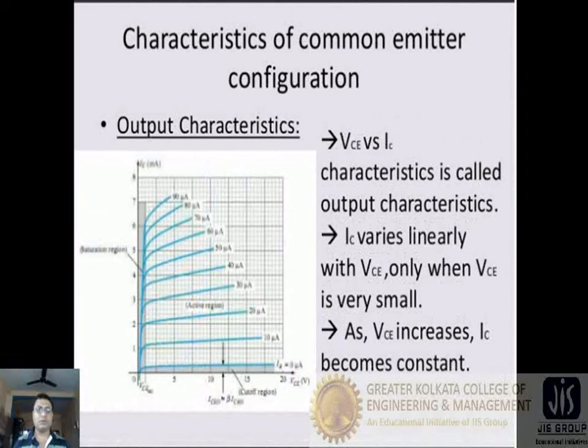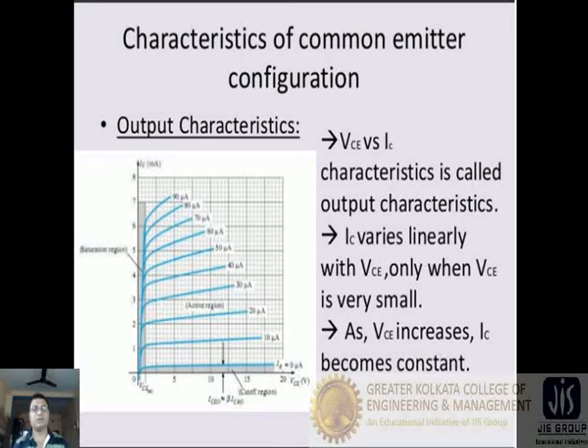Now we come to discuss the output characteristics of the common emitter configuration. In case of output characteristics, we plot the graph between VCE versus IC, that means collector to emitter voltage versus collector current. This characteristic is called the output characteristics. IC varies linearly with VCE only when VCE is very small. As VCE increases, IC becomes constant.